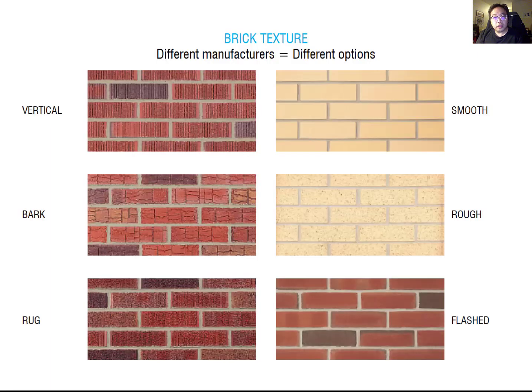So next one is brick surface texture. The brick texture is very important to decide the overall appearance. Identical bricks can look dramatically changed by simply adding texture. There is a variety of textures available. You can see the vertical texture here, and the smooth texture, and the bark, rough, and log texture here. And then you can also find the flashed texture.